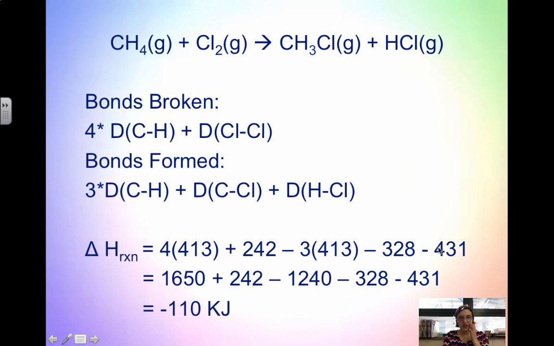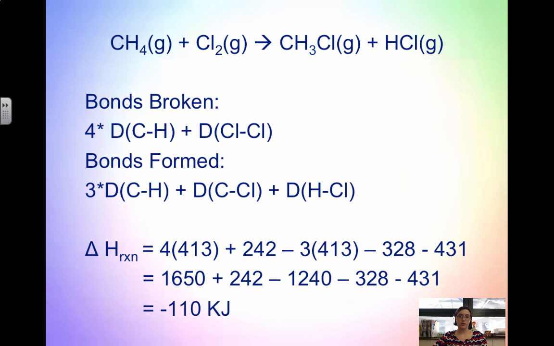These values can actually be found in section 8.8. So if you look in section 8.8, you'll see a table. If you're given this on a quiz or a test, I would obviously give you these values. So when you multiply everything out, add everything up, our delta H of reaction is negative 110 kilojoules.